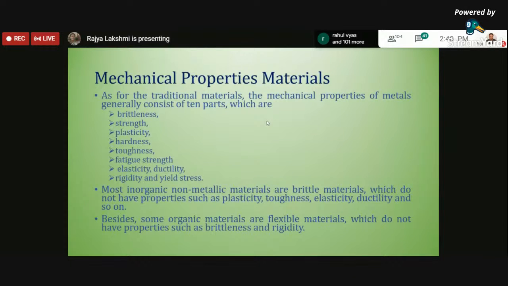When it comes to mechanical properties, all of you are aware, we try to measure the mechanical properties of any material in terms of these 10 parameters, which will tell how good the particular product is mechanically. We can measure the brittleness, the strength of a particular product, plasticity, how hardened the material is, how tough the material is, the fatigue strength, elasticity, ductility, rigidity, and yield strength. So these are the common mechanical properties.